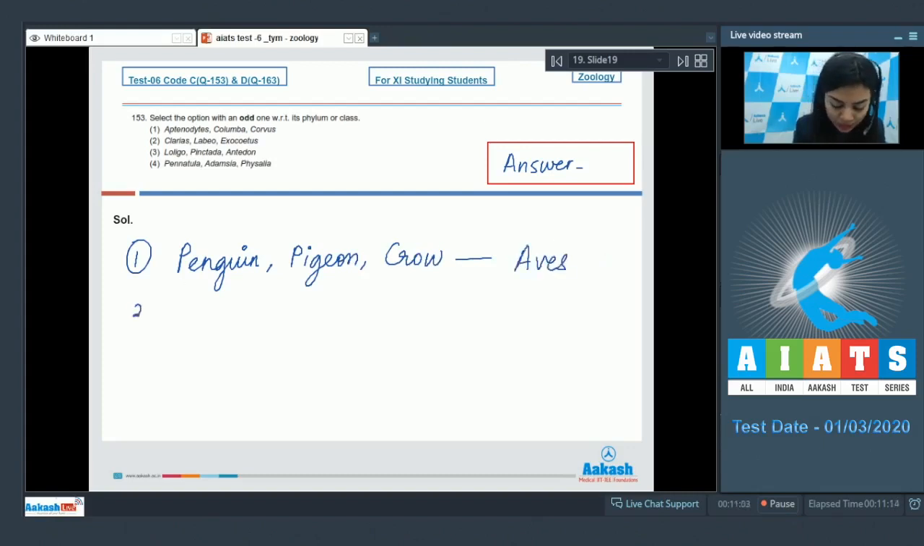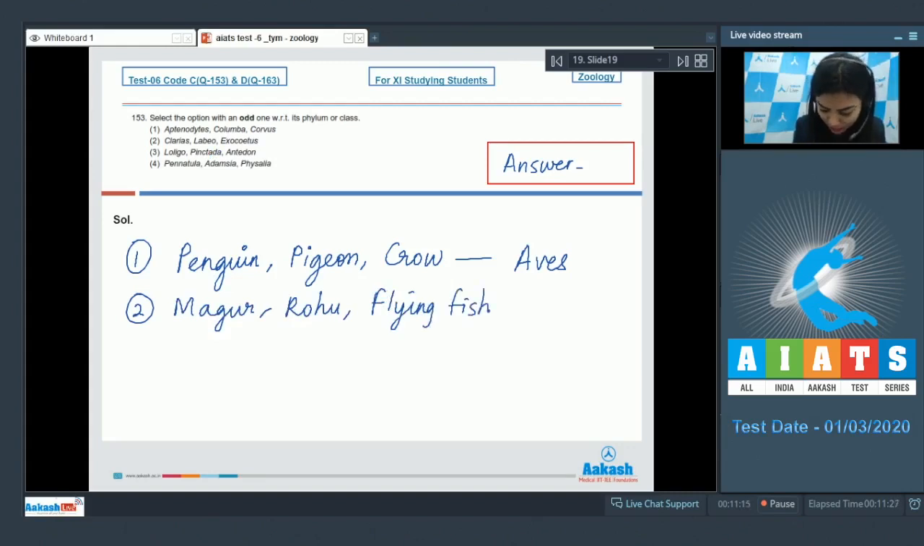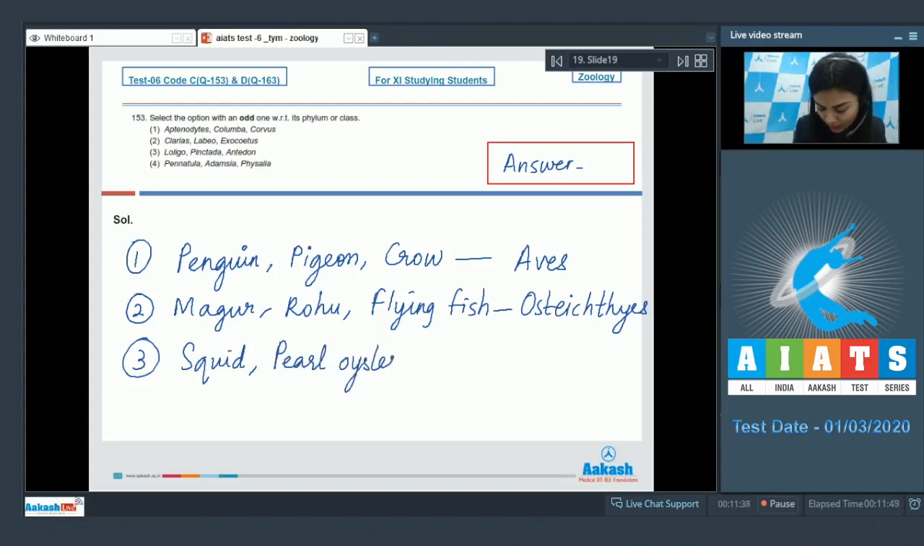So there's nothing odd. Option 2, Clarias, Labeo and Exocoetus, which are Magur, Rohu and flying fish. And all of these fishes belong to Osteichthyes. Nothing is odd here too. Let's read option 3, Loligo, Pinctada and Antedon. Loligo is squid. Pinctada is pearl oyster. And Antedon is sea lily.